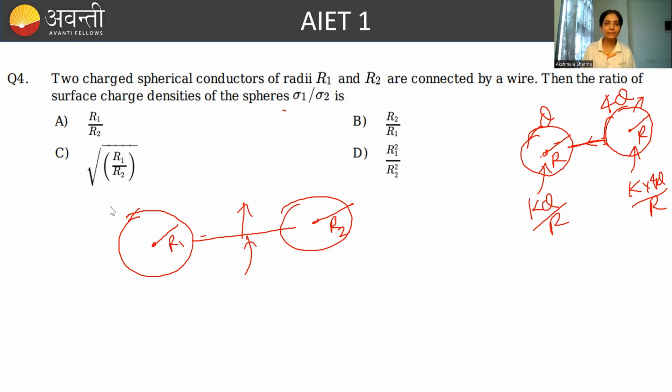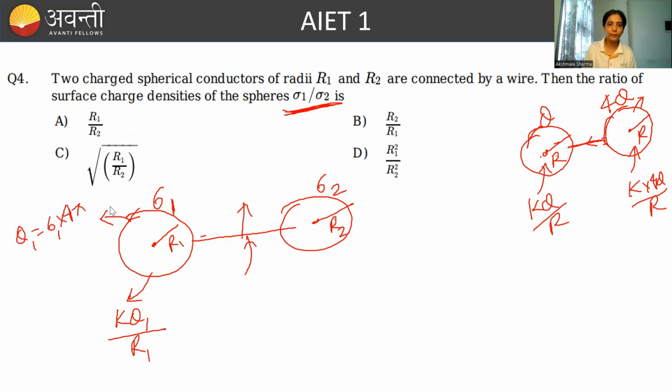Now, if potential is equal, then sigma 1 by sigma 2 is what we need here. So on this surface, charge density is sigma 1, and on this surface, charge density is sigma 2. So just calculate the potential. The potential formula is what I have just written. For this surface, it will be K Q1 by R1. But Q1 is not given, sigma 1 is given, but we can calculate Q1. Q1 value will be how much? It will be sigma 1 into 4 pi R1 square. Okay? So this will be equal to K Q2 by R2.